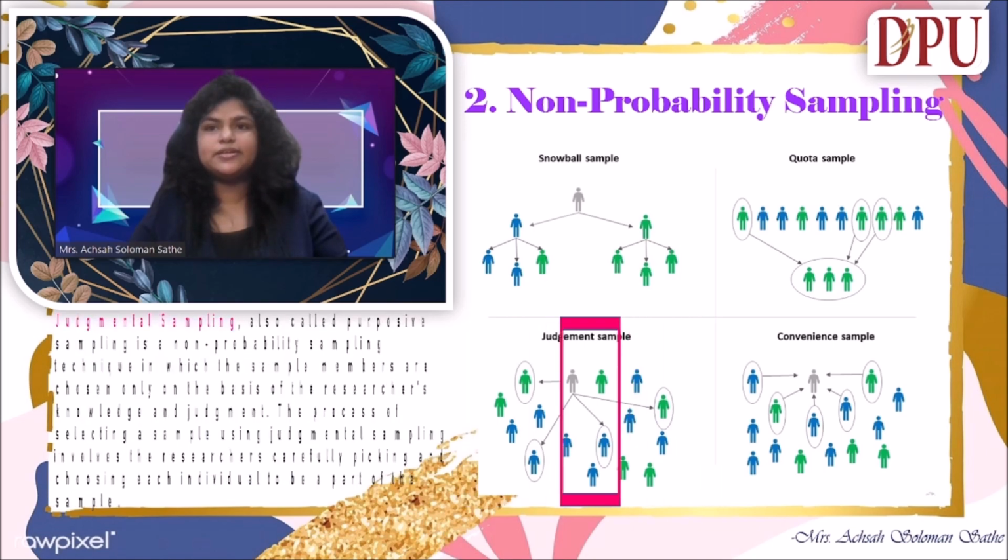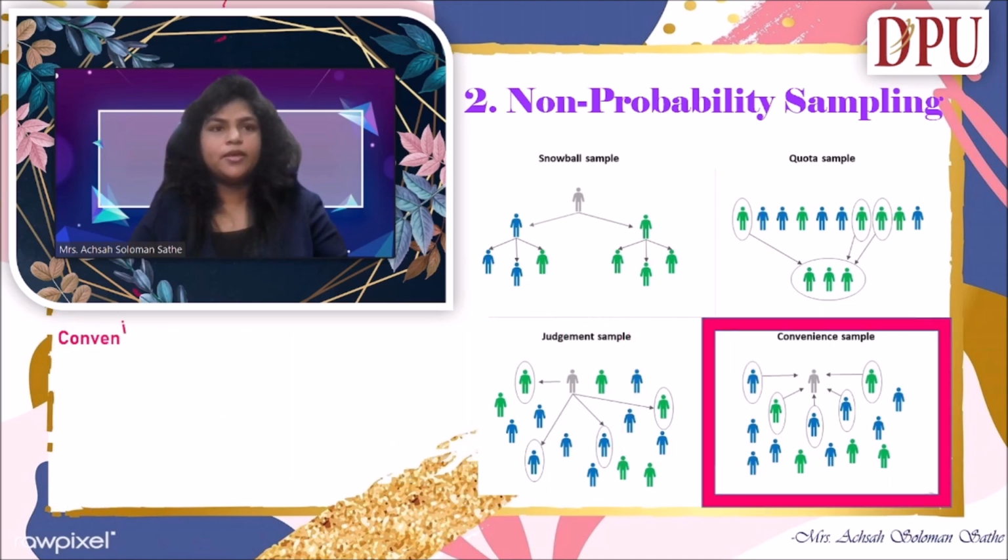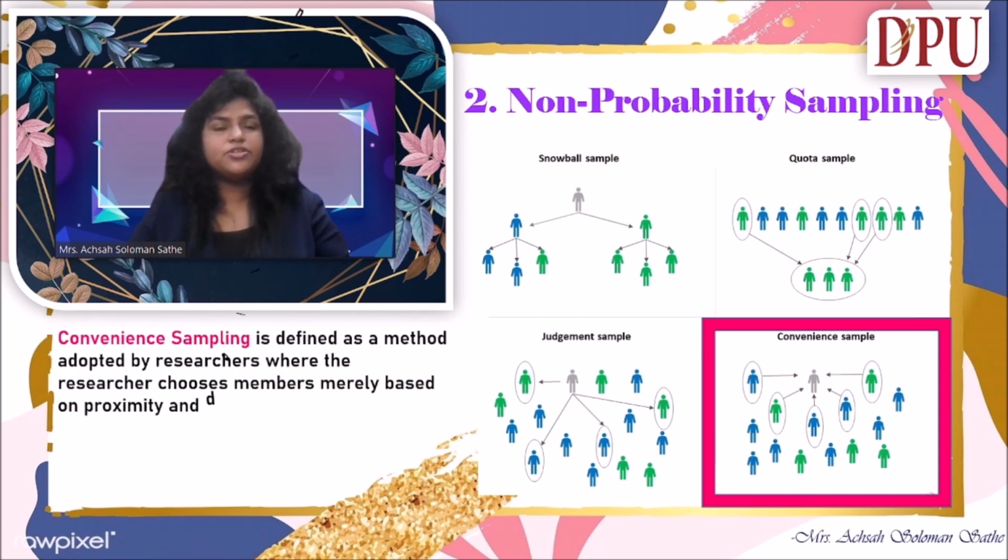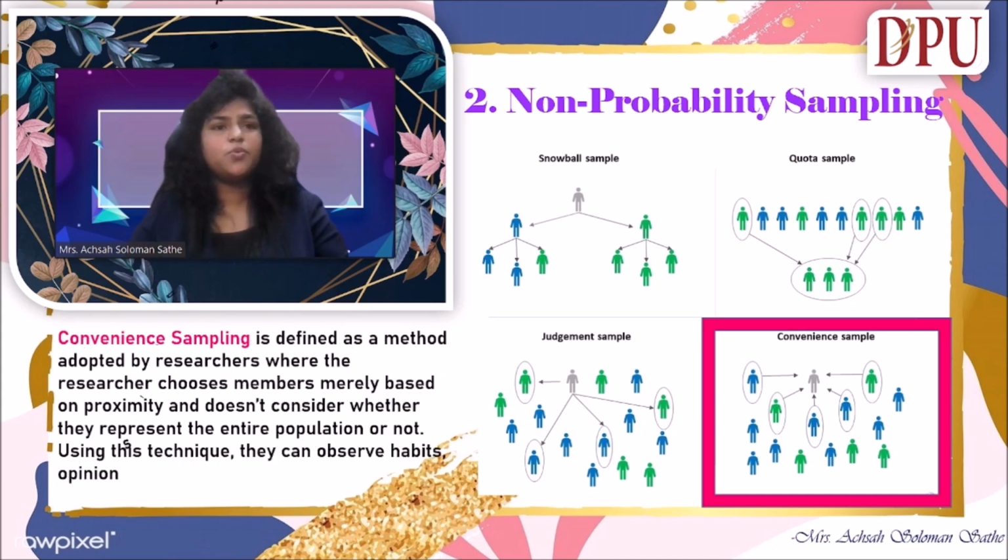Next we're going to see is convenience sampling. Now, convenience sampling is defined as a method adopted by researchers where the researcher chooses members merely based on proximity and does not consider whether they represent the entire population or not. Using this technique, they can observe habits, opinions, and viewpoints in the easiest possible manner. So, you must have seen some surveys happening in malls or railway stations. Alright, over here the sample is just picked out.